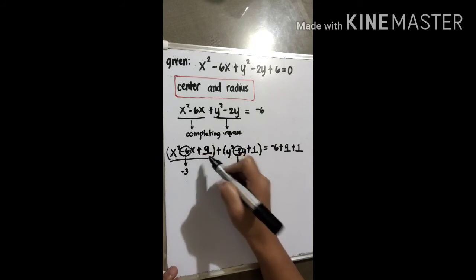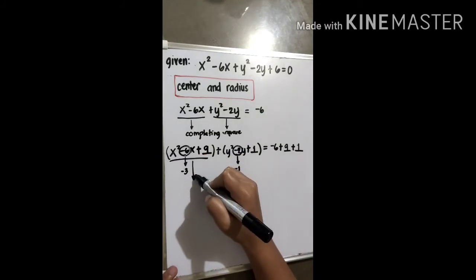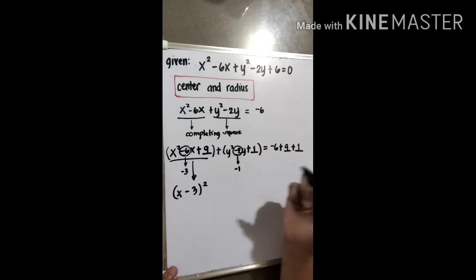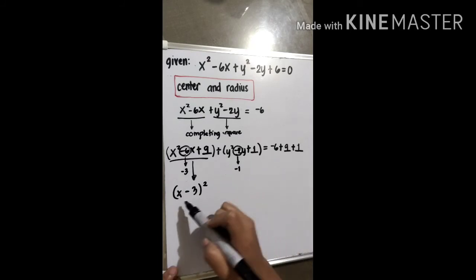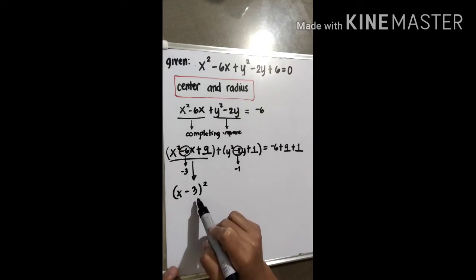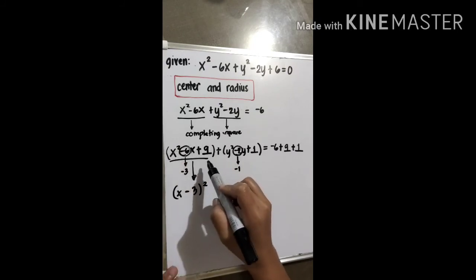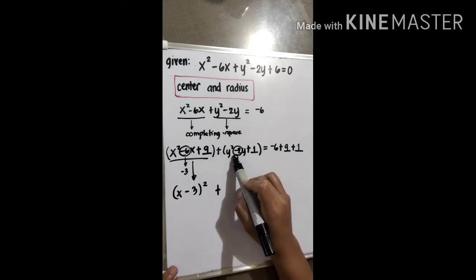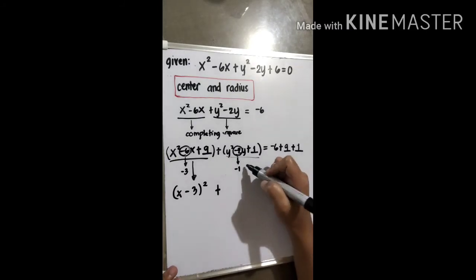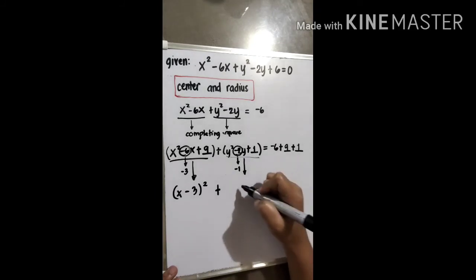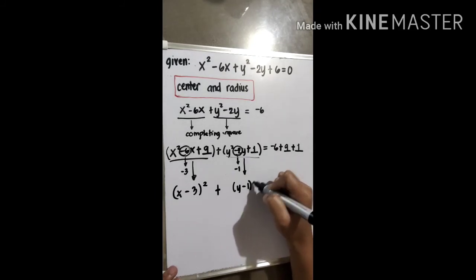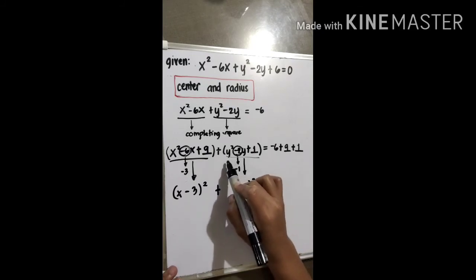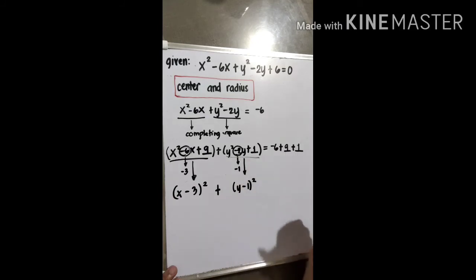So this is now a perfect square trinomial whose factor is x minus 3 squared. So why x minus 3? Because when we multiply x minus 3 by itself, we will end up having x squared minus 6x plus 9. And we also have here y squared minus 2y plus 1, a perfect square trinomial whose factor is y minus 1 quantity squared.